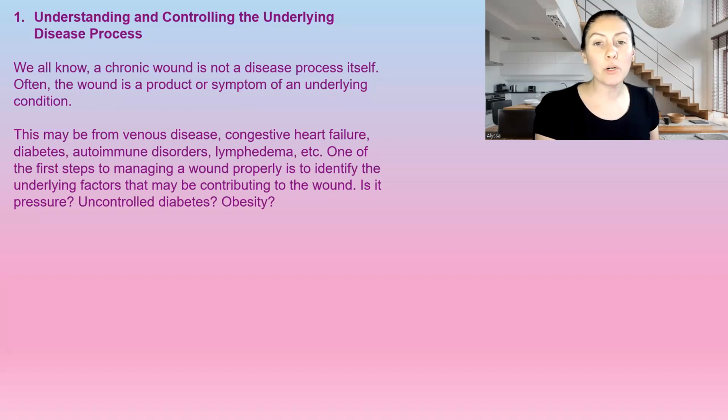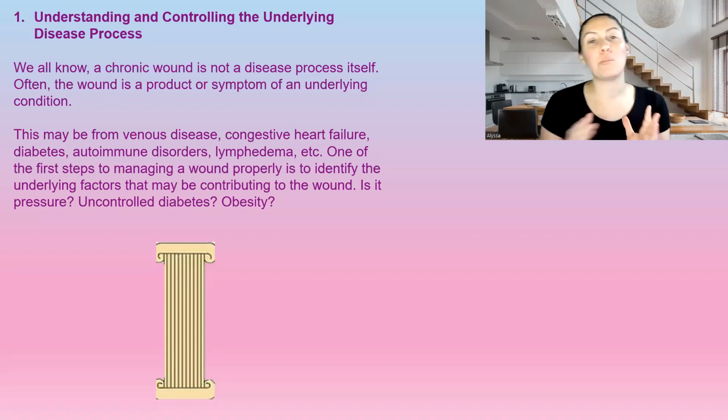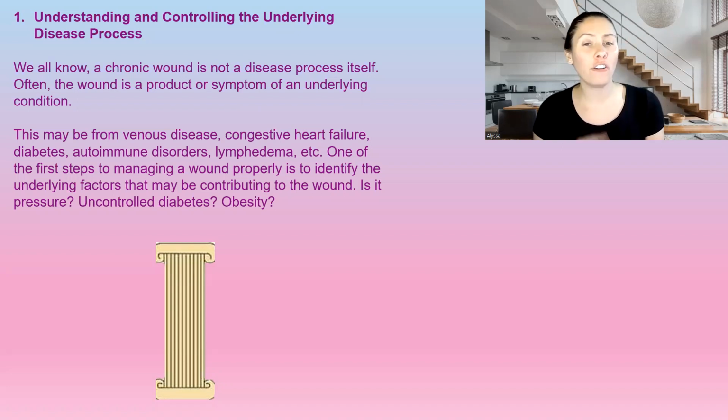So pillar number 1. This is understanding and controlling the underlying disease process. We all know that chronic wounds are not a disease process in itself. Often the wound is a product or the symptom of having an underlying condition, okay? So this may be from venous disease, cardiac heart failure, diabetes, autoimmune disorders, lymphedema. The list literally goes on and on.